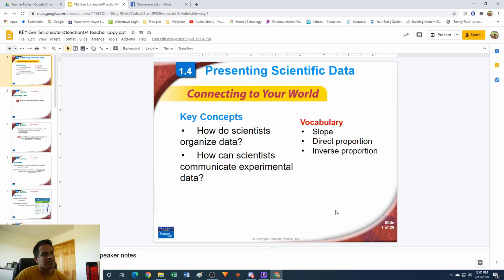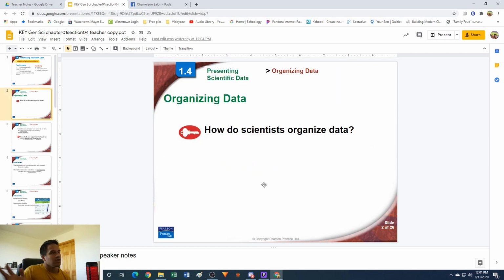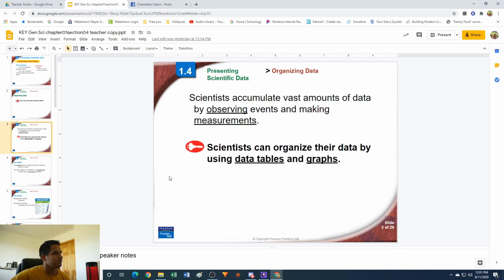presenting scientific data. Alright, so in this section we're going to be looking at how scientists organize their data and how they communicate their results, and we'll also be taking a look at some data tables and some graphs. Alright, so how do scientists organize data?